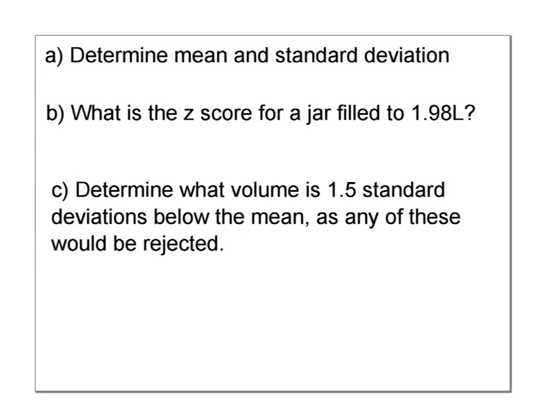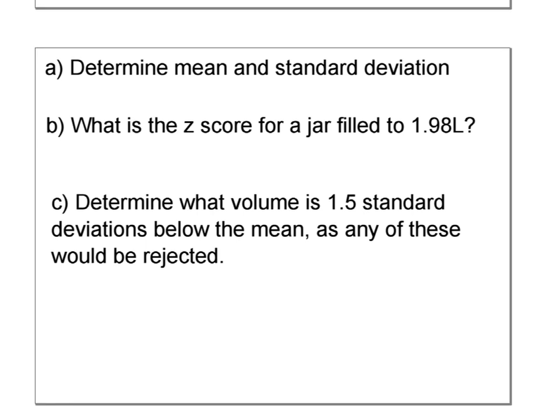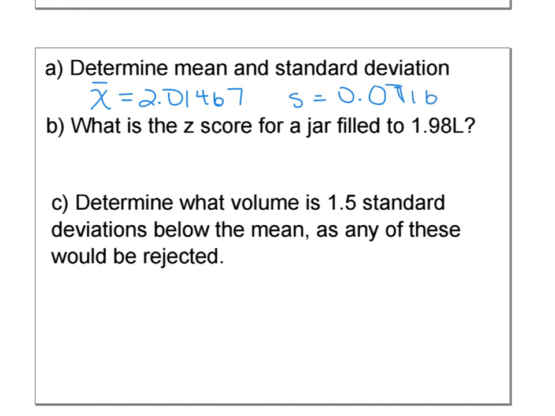We're going to determine the mean and the standard deviation. So if you figured out how to do it on your calculator, that's great. If not, go back and try this again once you do. But you should have got x bar was 2.01467 and the sample standard deviation was 0.0716. Now, I kept so many decimal places just because these are really small differences, so I want to keep lots of decimal places. I'll try in assessments to tell you how many to keep.